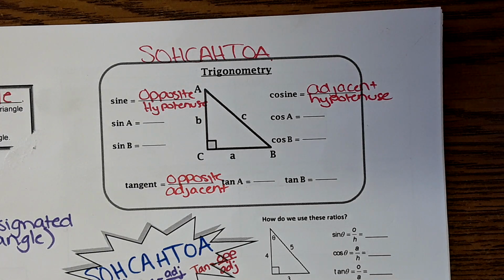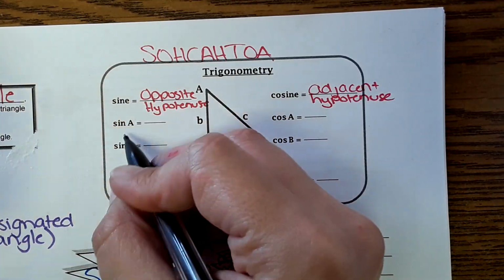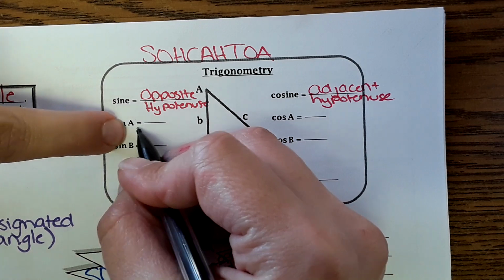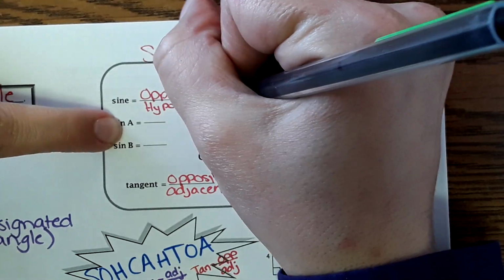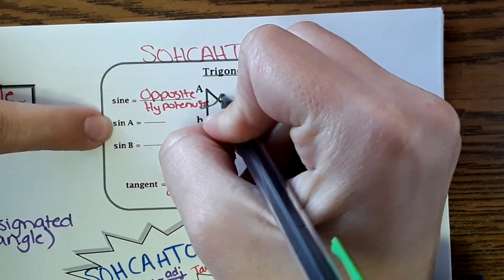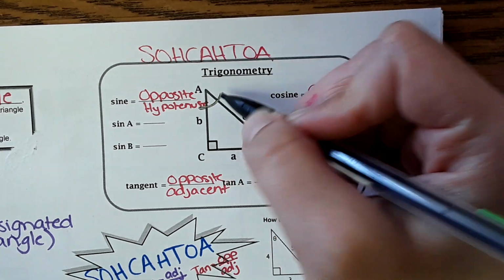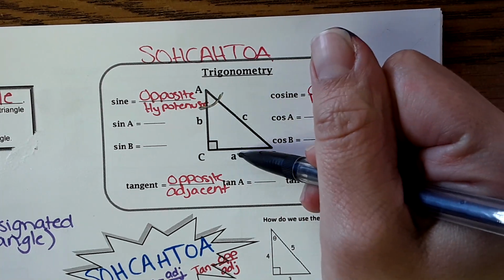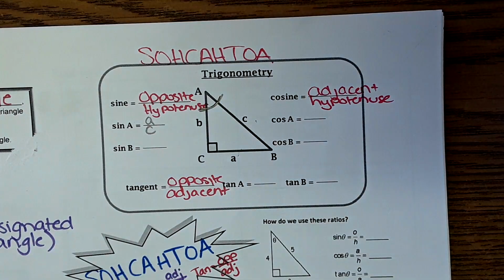Okay, so starting with sine. We have sine of A and sine of B. A refers to the designated angle. I'm using a pencil so I can erase this because that angle is going to change, but it wants sine of the angle A. So sine is opposite over hypotenuse, so the opposite side would be A, and the hypotenuse is C, so it would be A over C.